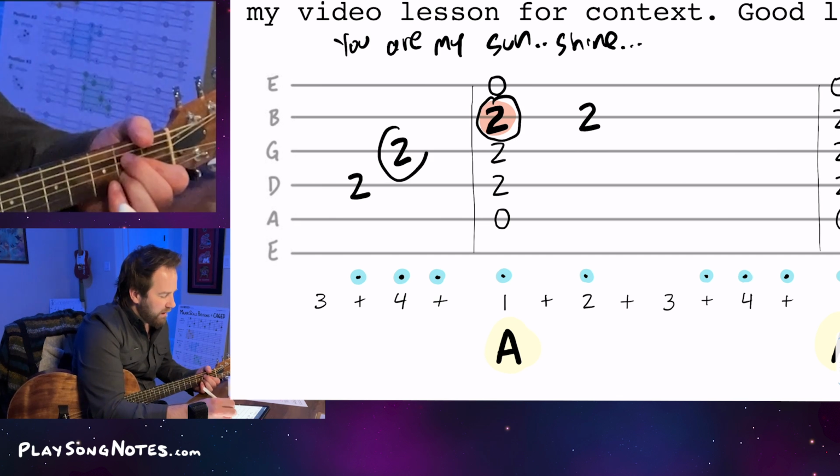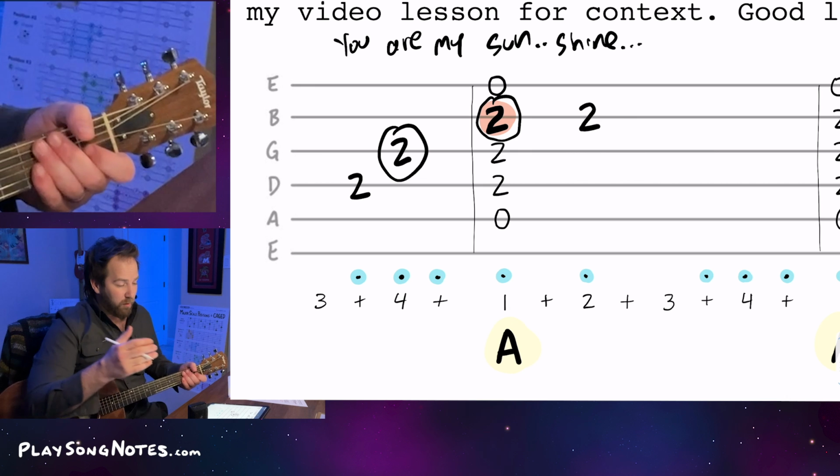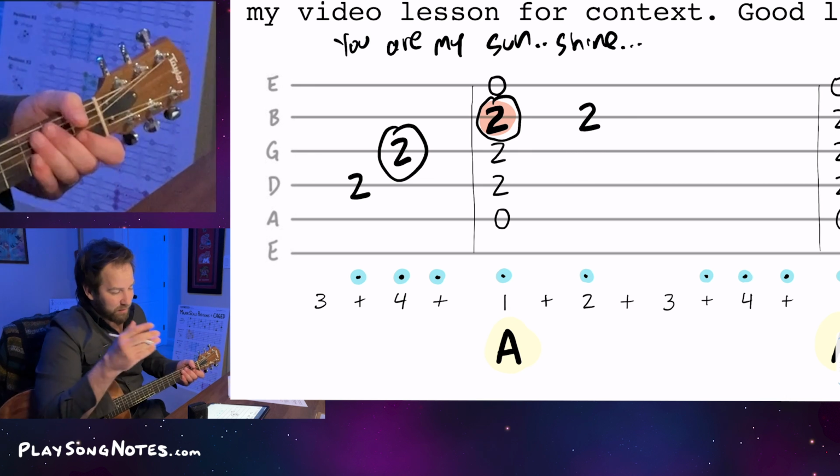So if this is an A and this is a C sharp, what note is between them? Well, I'll ask you this: what alphabet letter is between them? Between A and C sharp. A and C.